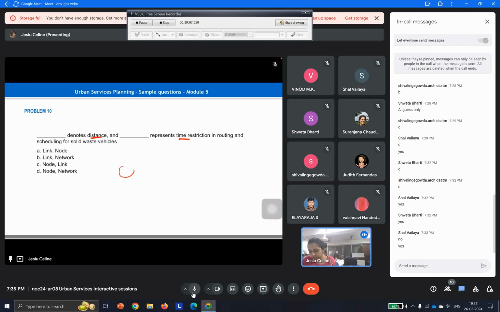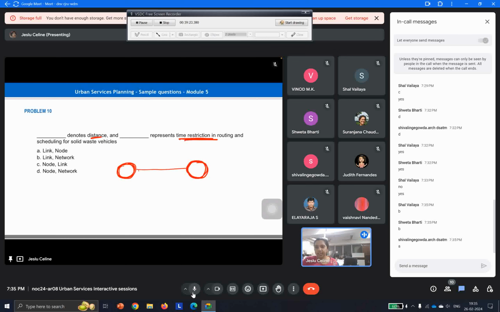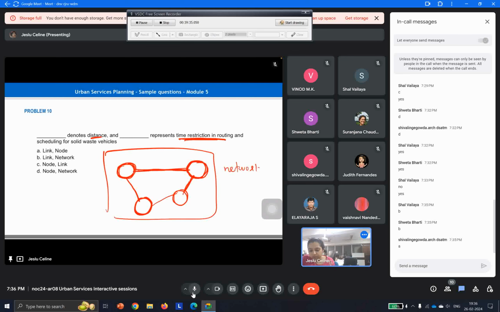So let me just draw. So we have something and then we have something. So what is that? Time restriction in routing. So somebody says B, link and network. Okay, two people say B. Somebody says A. Okay. So by default, this entire thing, for instance, we have something like this. This whole thing is called a network where you have certain nodes. These are all nodes. And then we have certain links.